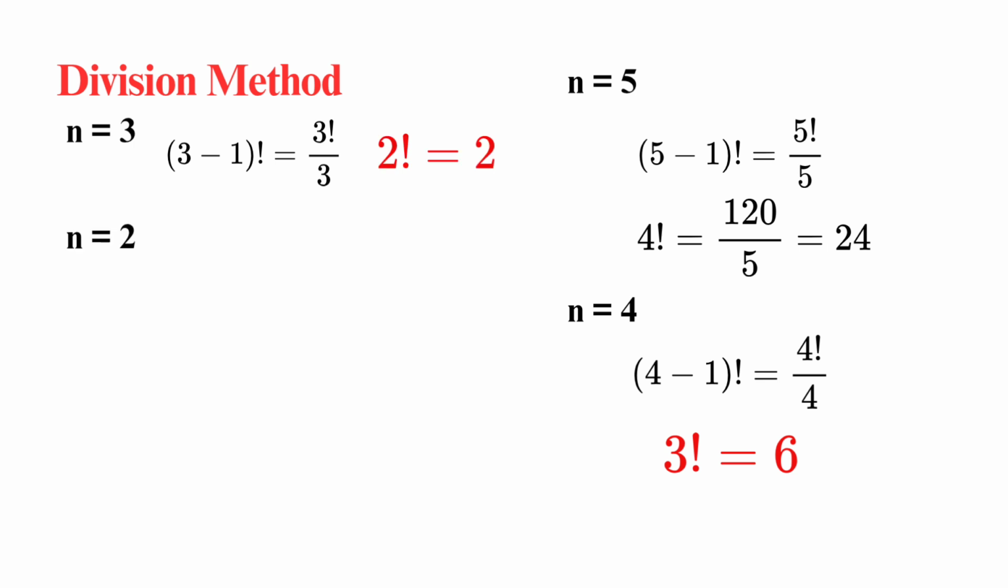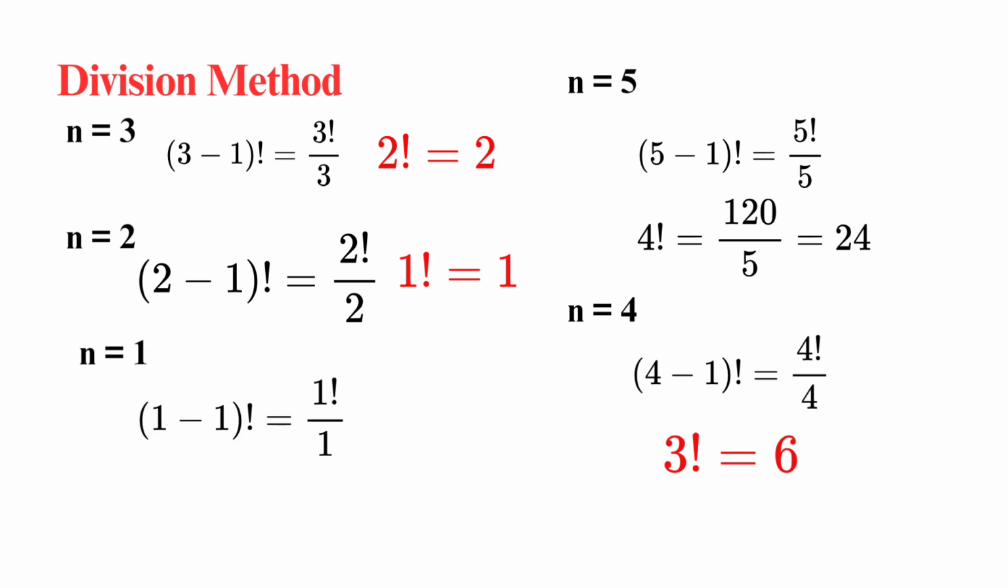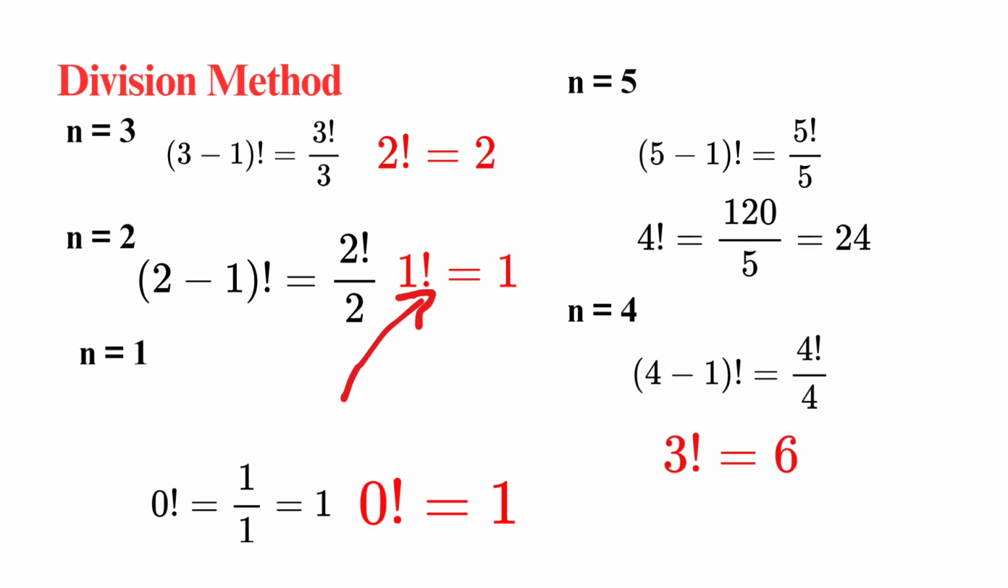Now put n equal 2. 2 minus 1 factorial equals 2 factorial divided by 2. By simplification, it equals 1. Now put n equal 1, so it becomes 1 minus 1 factorial equals 1 factorial divided by 1. It becomes 0 factorial equals 1 factorial divided by 1. We know 1 factorial equals 1. By simplification, 0 factorial equals 1.